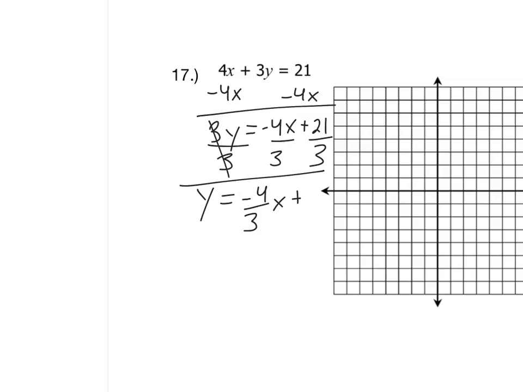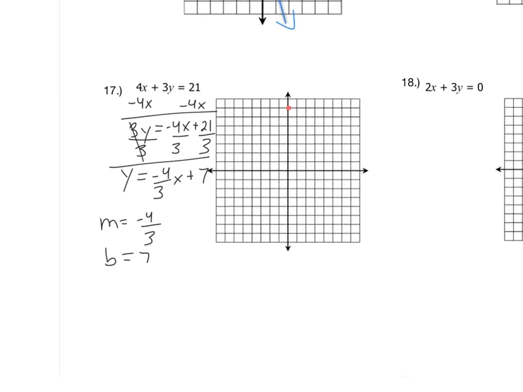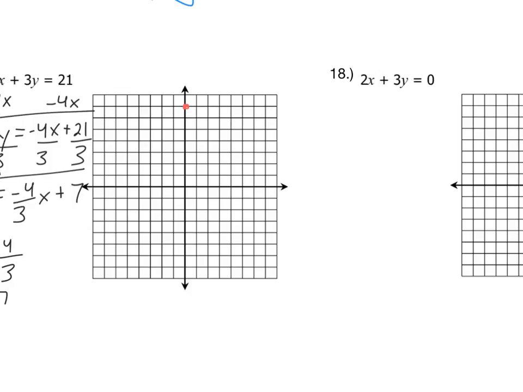All right, then 21 divided by 3 is 7. That tells me that my slope is negative 4/3 and my y-intercept is 7. So on my graph, I go up to 7. And my slope was negative 4/3, which would mean that I would go down 4 to the right 3. Let's get one more point on there. Down 4 to the right 3. And once you have that done, draw a line.